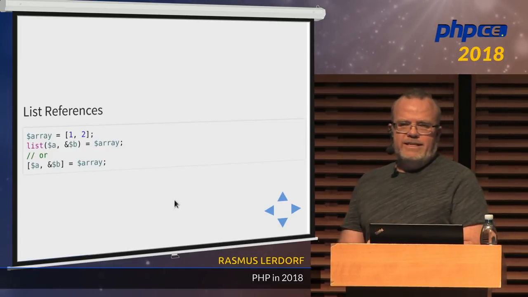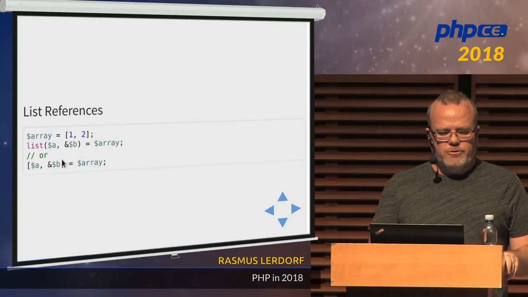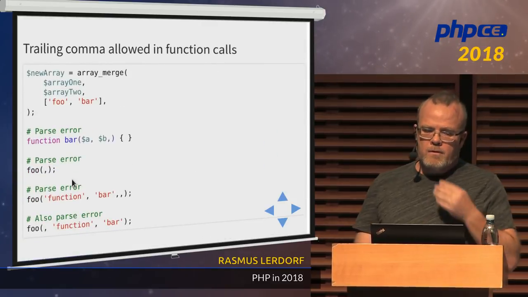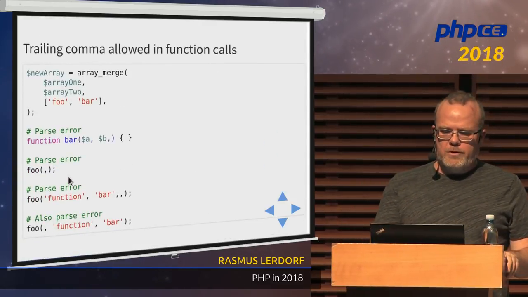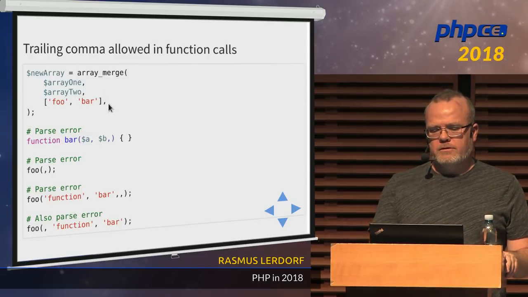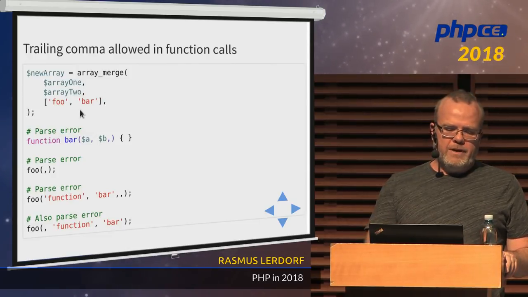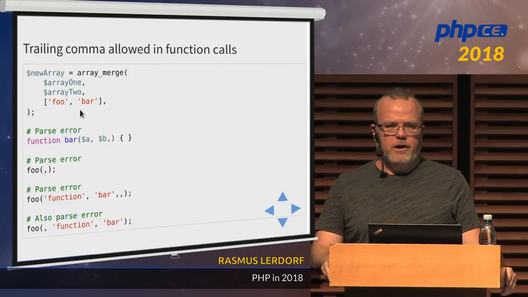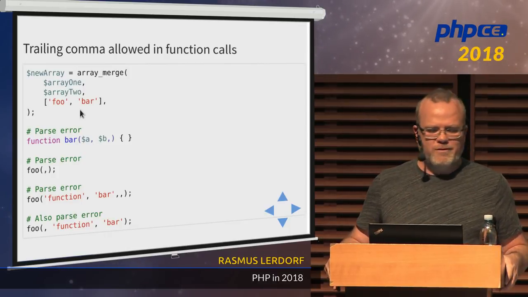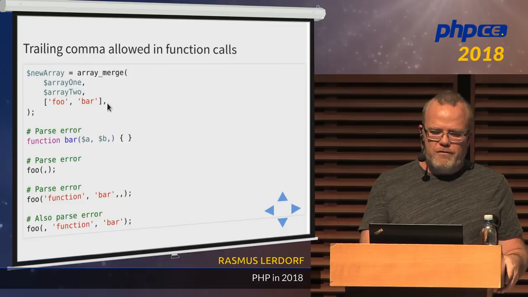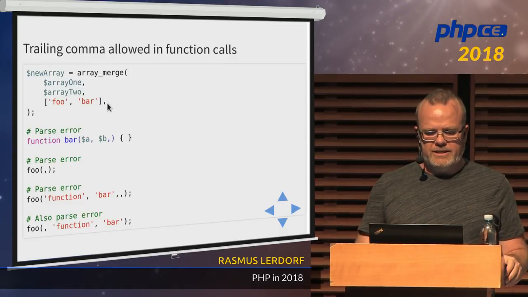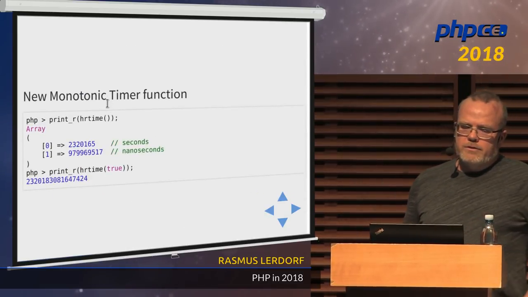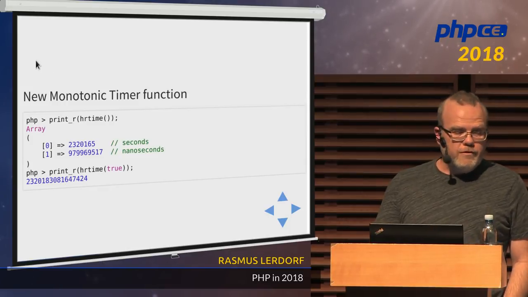You can now use references in list, both the longer form syntax and the short syntax version of list. You couldn't do that before. You now allow trailing commas in the arguments in function calls. In PHP 7.2, we basically allowed you to have trailing commas everywhere, sort of our nod to JavaScript in the comma wars over the last couple of years. But we forgot function arguments, so basically we've patched that, and now you can also do it on arguments to functions. There's a new monotonic timer function.